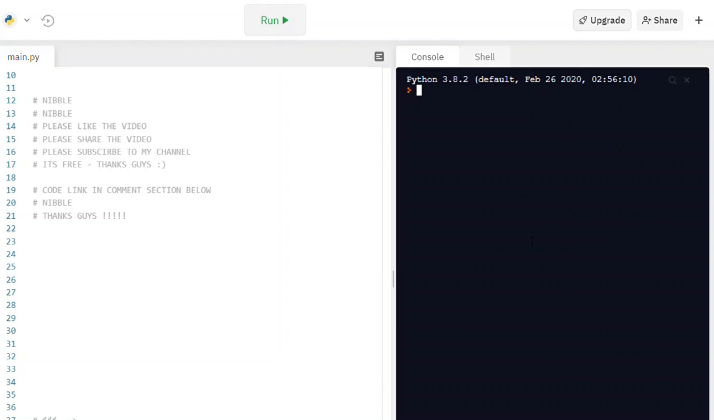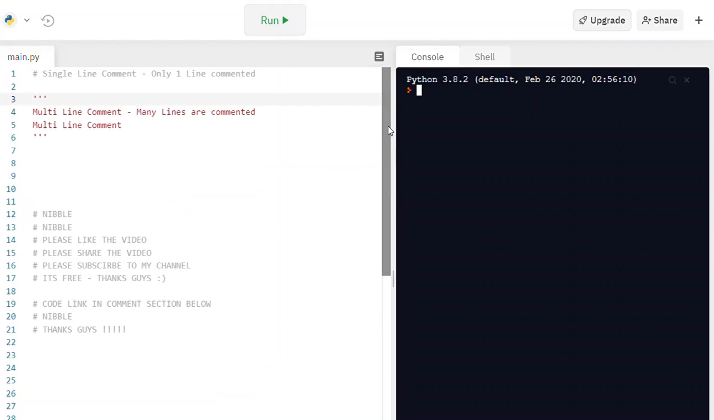So let's see the different types of comments which Python provides us. There are two types of comments. One is the single line comment and the other is the multi-line comment. A single line comment is only one line of comment. The syntax for a single line comment is a hashtag. All the characters after the hashtag will be considered a comment by the compiler.